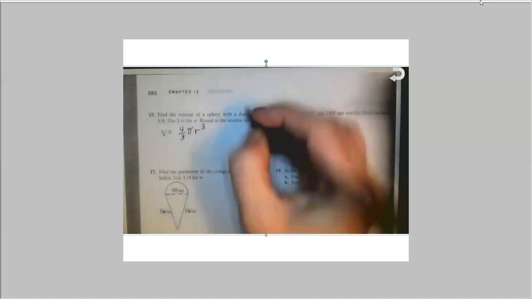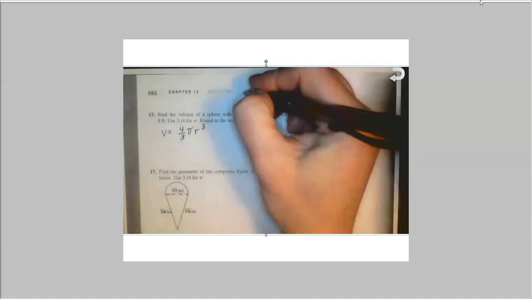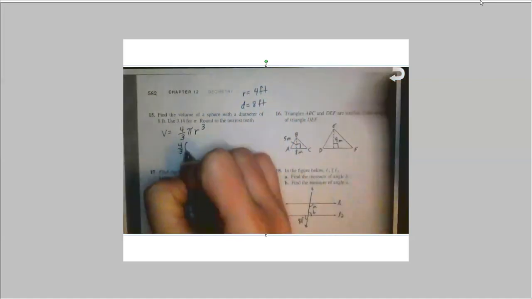So up here they gave us that the diameter was 8 feet. But in my formula, I need the radius. So the radius is half of the diameter. 8 divided by 2 would be 4. So I'm going to substitute 3.14 in the place of pi. The radius is 4.